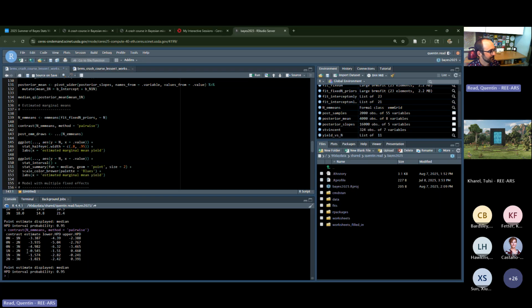Versus some of the other ones, like the difference between 1 and 2, the point estimate is closer to 0, and the upper and lower bounds of the credible interval are on either side of 0. So the data are consistent with either a small negative or small positive difference. So we don't have much evidence for a difference between 1 and 2, whereas we do for, let's say, between 0 and 1 or between 0 and 2.